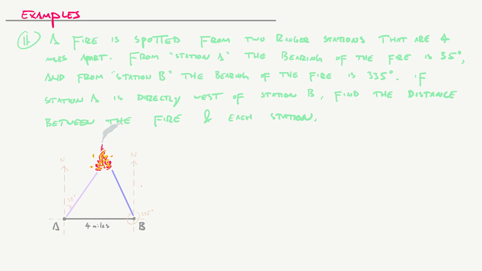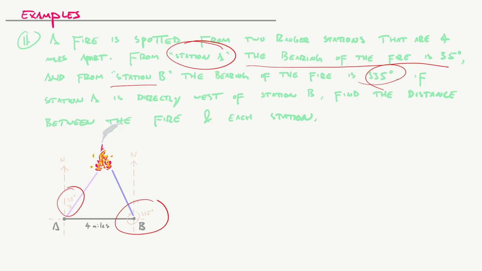Now, we're given these angle measurements. So away from the fire from station A is a bearing of 35 degrees. The bearing of the fire is 35 degrees from station A. The bearing of station B to the fire is 335 degrees. So I labeled them here. A 35 degree rotation clockwise from due north, and a 335 degree rotation away from due north in a clockwise manner is why I drew it exactly like this.